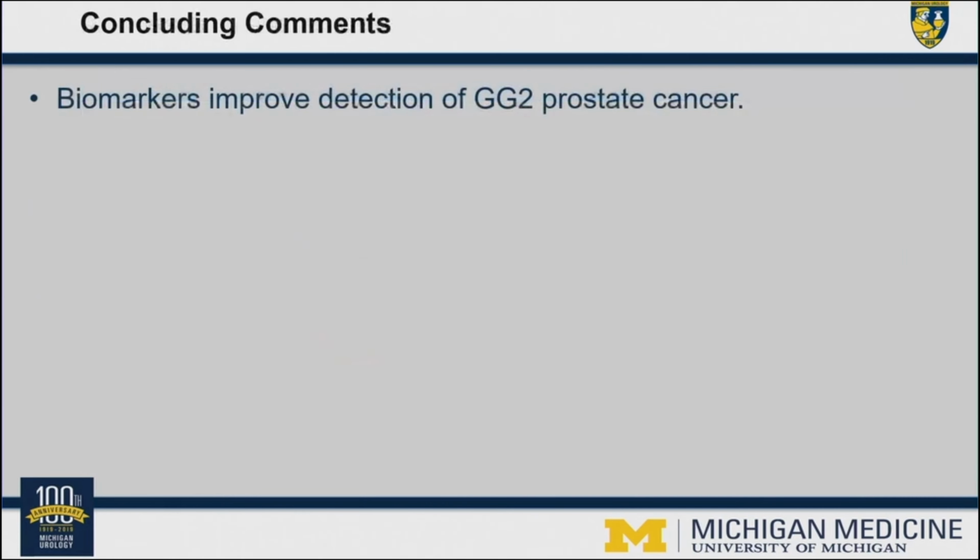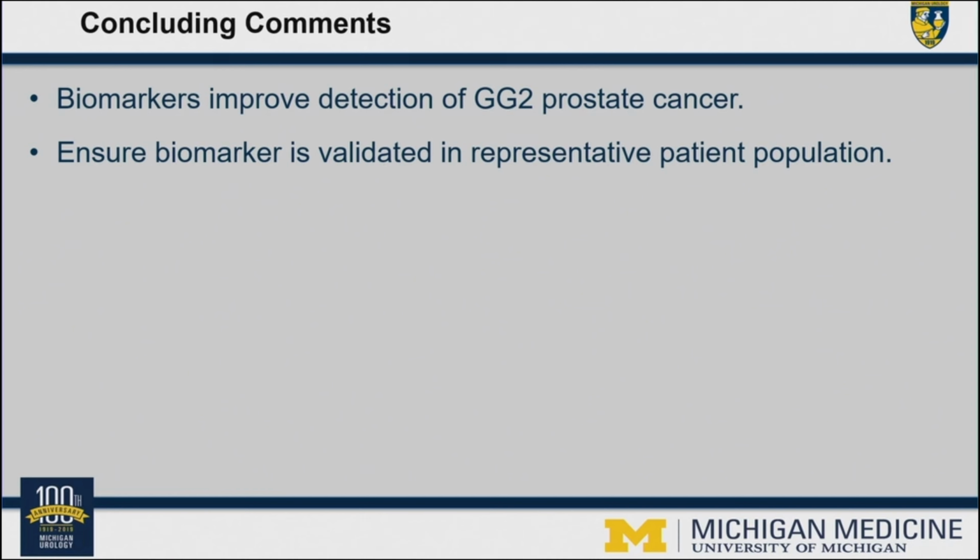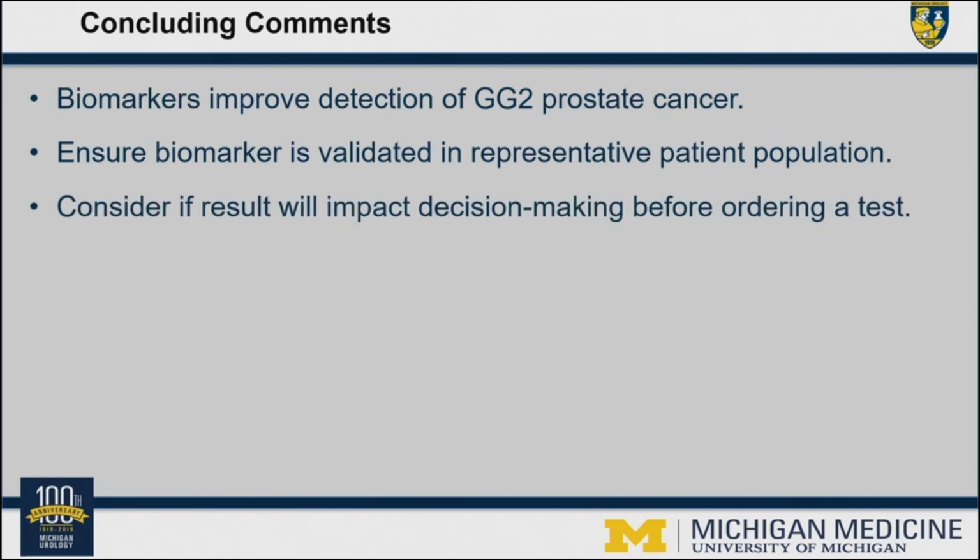So in conclusion, biomarkers improve the detection of grade group 2 prostate cancer, no doubt, but they should be used selectively. We should be conscious of the fact that they've been validated in the patient population of interest. They should only be ordered if they will change your management, and we want to offer germline genetic testing to eligible patients. Thanks for your attention.